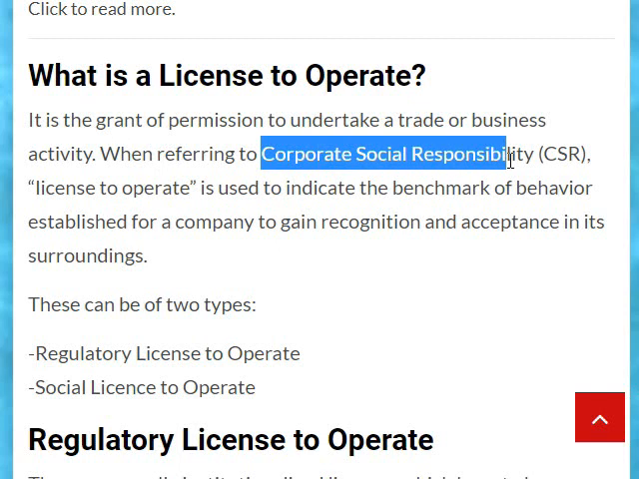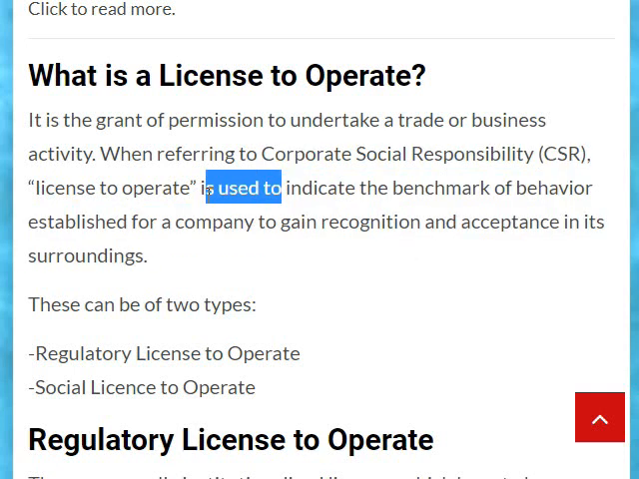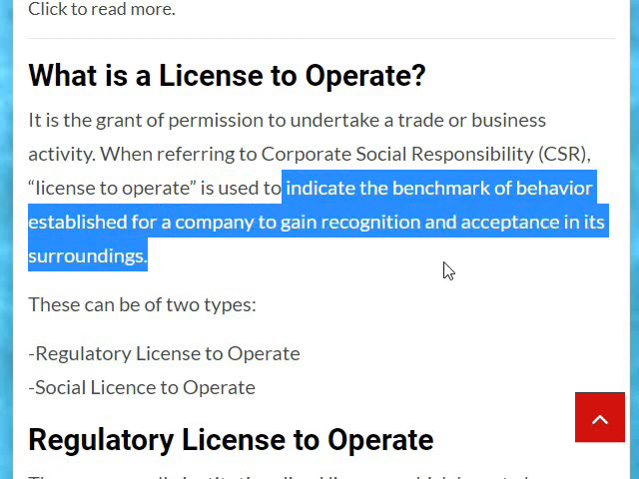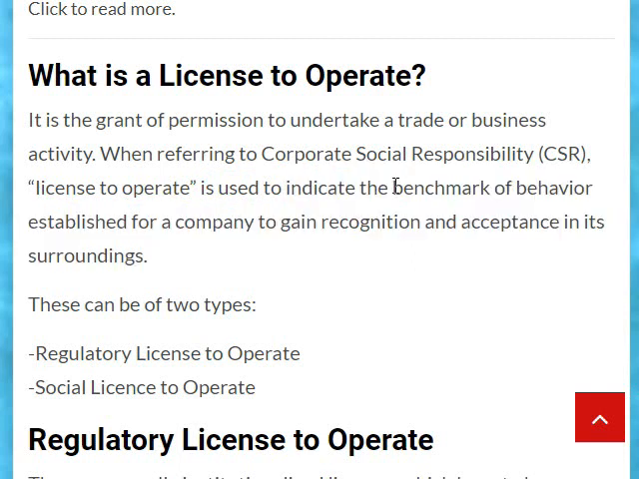And when we talk about CSR, that is corporate social responsibility, we often use the term license to operate in that context. So basically, we use the concept of license to operate to indicate the benchmark of behavior established for a company to gain recognition and acceptance in its surroundings. So, the benchmark of behavior is the minimum level of standard that a company has to maintain to obtain that license or to gain recognition and acceptance in its surroundings.